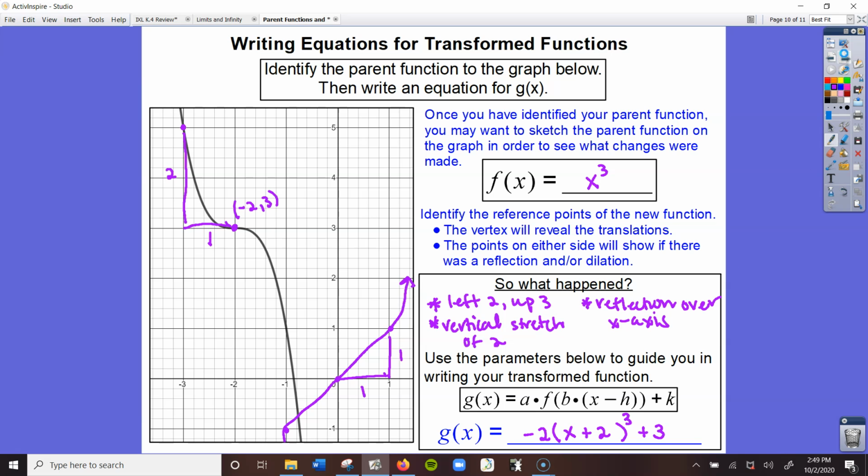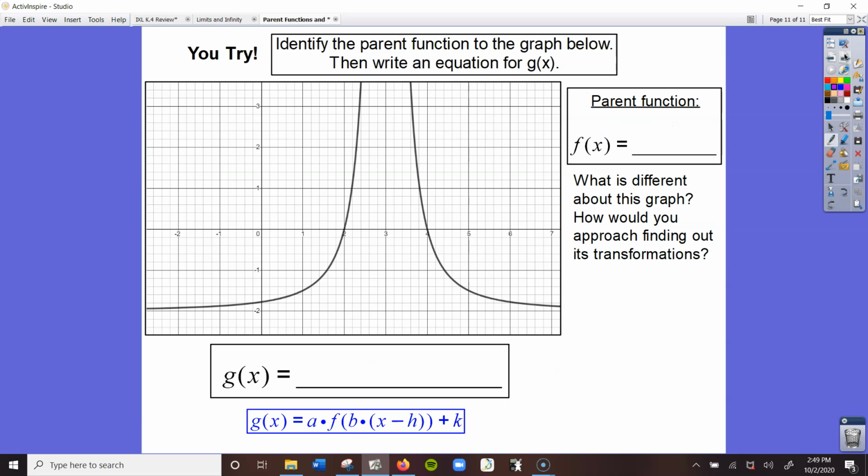Let's try one more example. Here I notice my function. This is the parent function 1 over x squared. It is the squared rational function. Now what's different about this graph is that there's really no vertex. What we have, however, on these graphs are the vertical and the horizontal asymptotes.